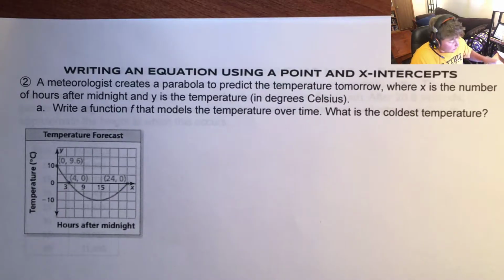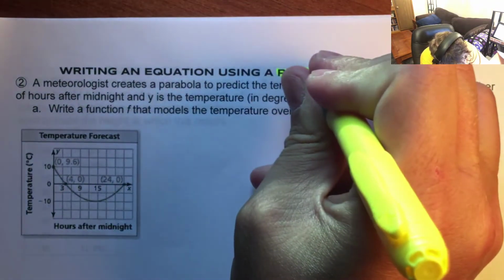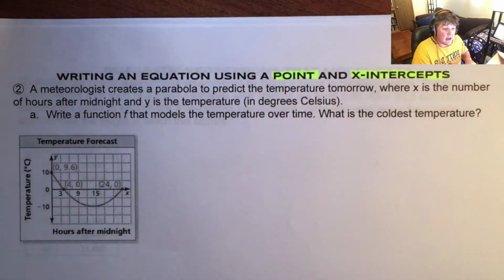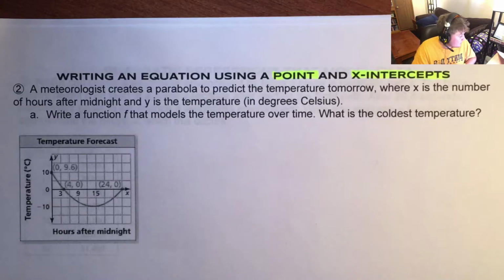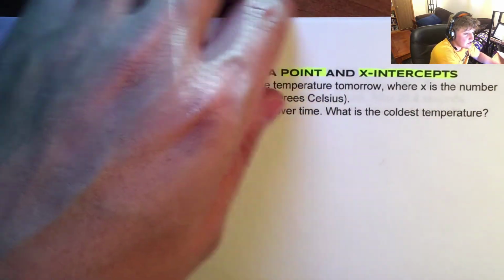So, this one here, we're going to be using a point. Okay, we're going to be given a point, and both of the x-intercepts. The x-intercepts are going to be an important part. And so we need to think, what's the other form that we could use? We actually have three forms.